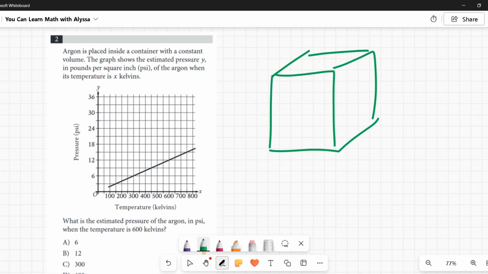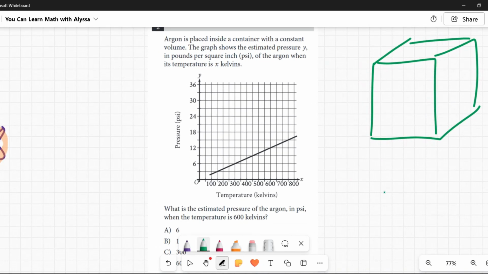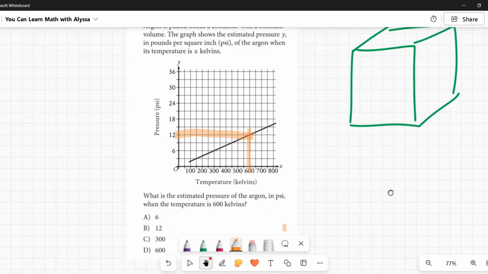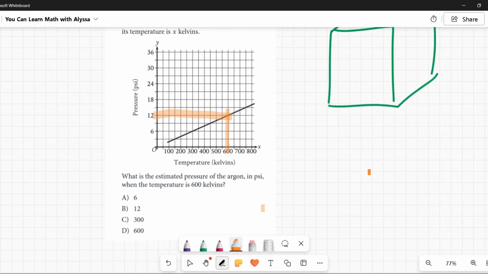Okay, so they don't want us to calculate anything. They want us to be able to read this graph, this chart. So let's see what they're saying. What is the estimated pressure? And we were told pressure is our y-axis. So pressure is over here. What is the estimated pressure when the temperature is 600? And temperature is down here. So we're going to look for 600, and then we're going to follow it up. And here is where that graph is. Let's follow it over to the side. And the graph shows that the pressure at 600 kelvins would be 12. So my answer here is B, 12.